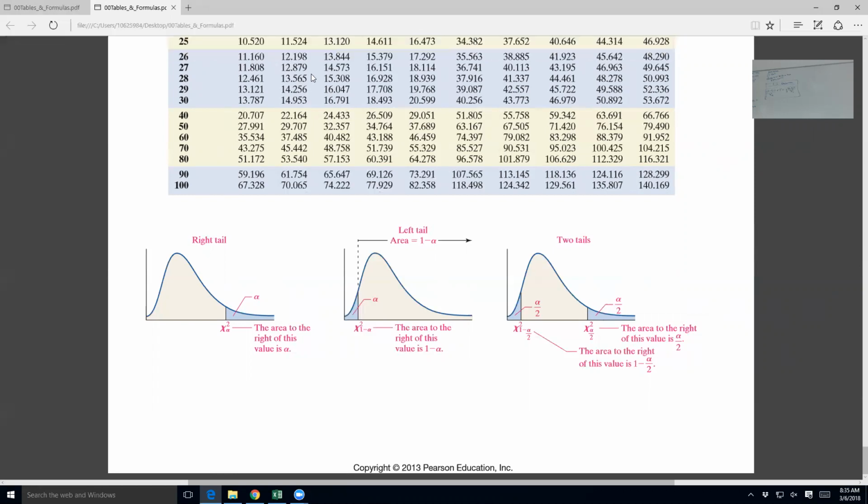Okay, here's what I mean by that. So let's say that I want to find a 95% confidence interval for degrees of freedom equal, what do you want it to be?